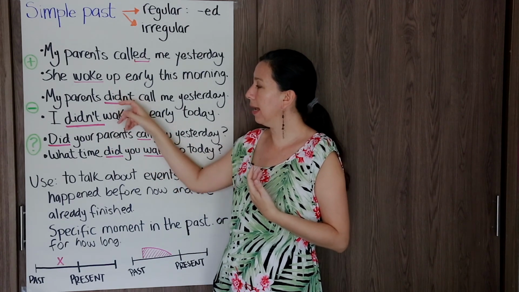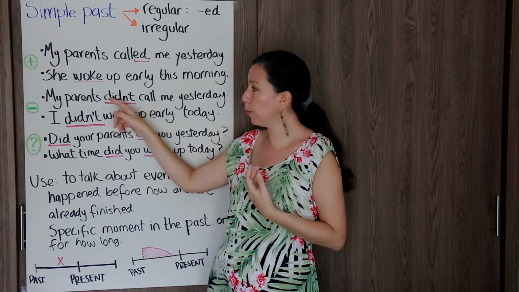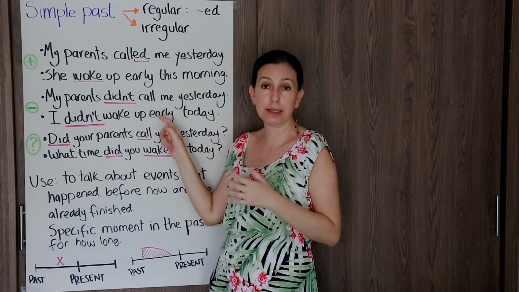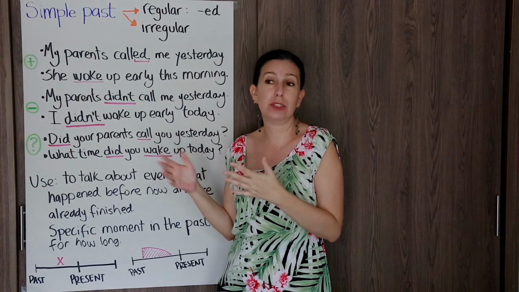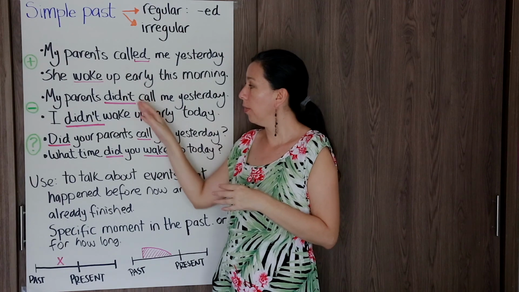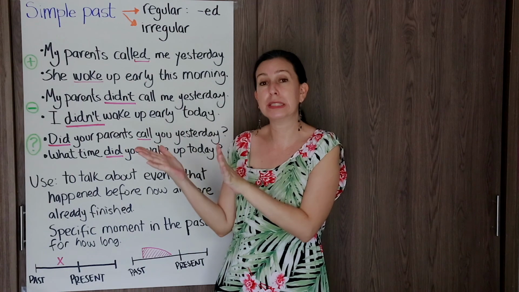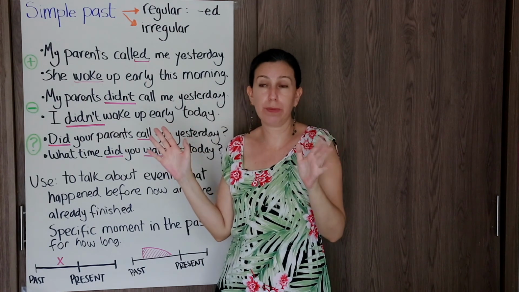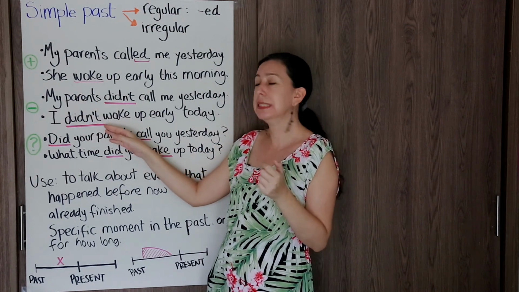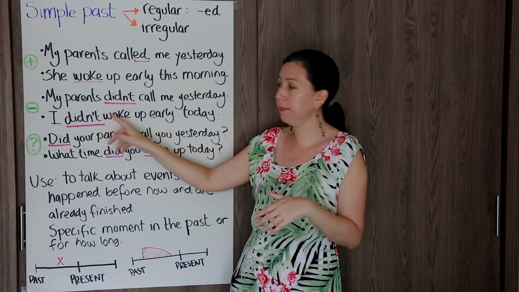But in any of these cases, or my parents didn't call me, you see, third person, in any of these cases, the verb doesn't change. You don't need to add anything as in the present, right? So the verb is always going to work the same. You just have to remember that in the past tense, you use only the verb with ed or the irregular form of the past tense, and in the negative form, you just need to add didn't before the verb, of course.